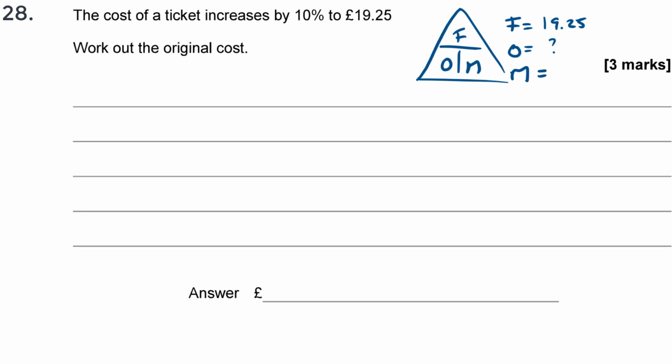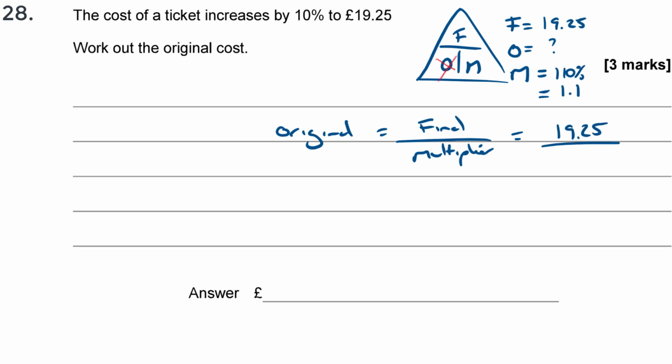And the multiplier: it's an increase of 10%. So if I start with 100 and I add on 10, I've now got 110%, which as a multiplier is 1.1, isn't it? Okay, so I want the original, so let's cover that up. And that means my original is equal to final divided by multiplier, which in this case is £19.25 divided by 1.1. This is a reverse percentage question, isn't it?